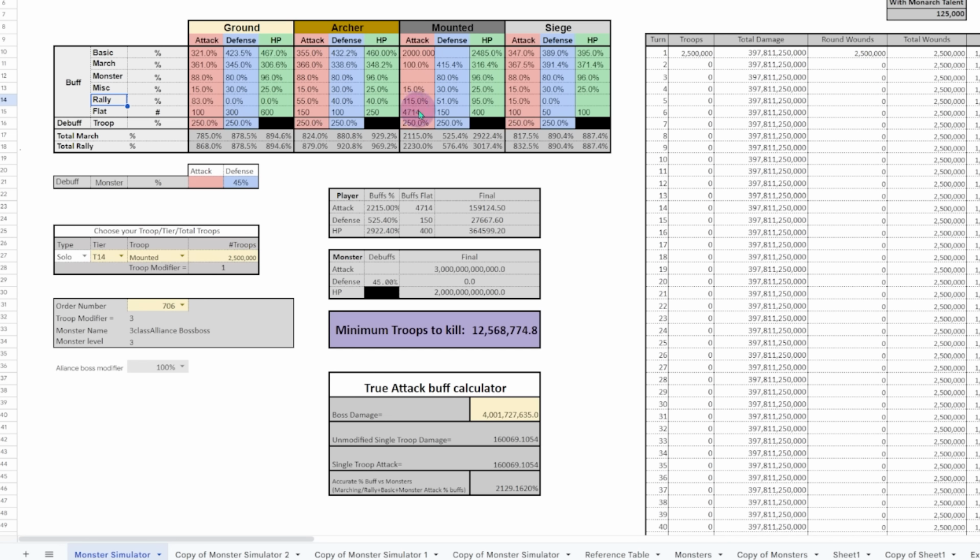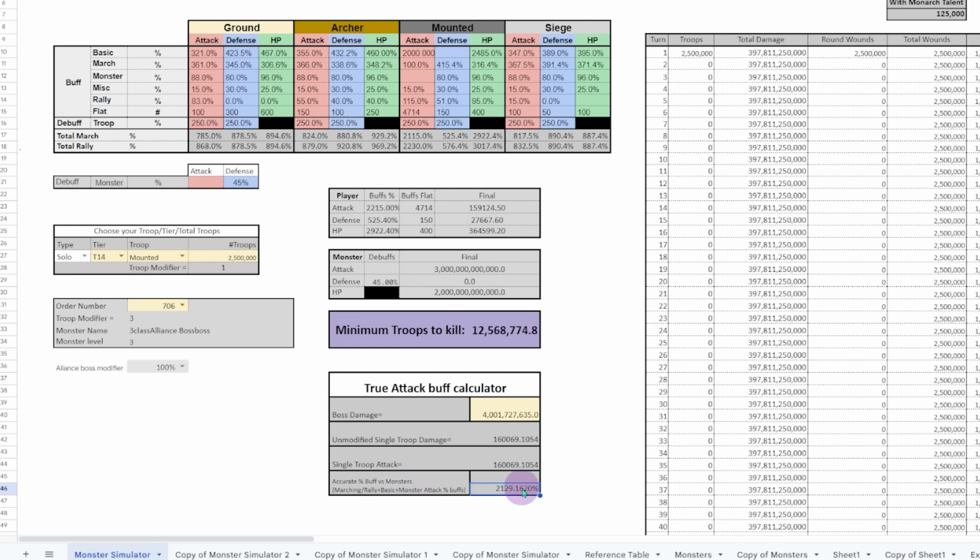Now, this is something that you need to look at your refinements for. You also need to make sure you look at your flexible specialties and give the exact number of flat attack right here. What it does is it then calculates a percentage that has your marching, rally, basic, monster, rally only if you did a rally. Make sure nobody joins. And it gives you an exact number of all your attack buffs.